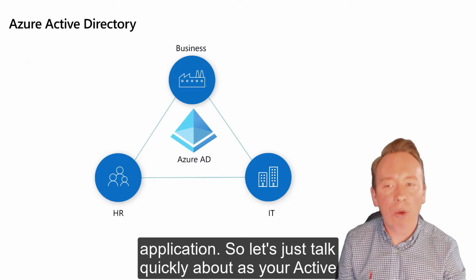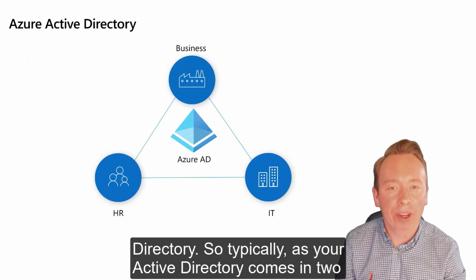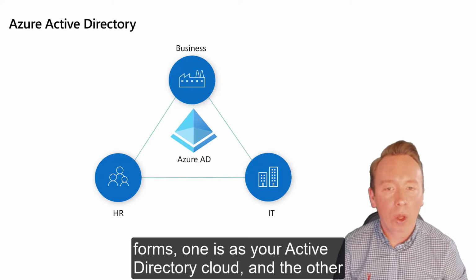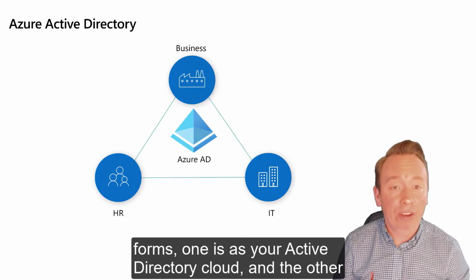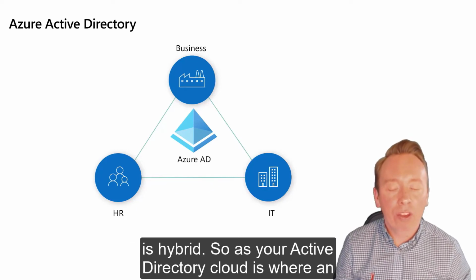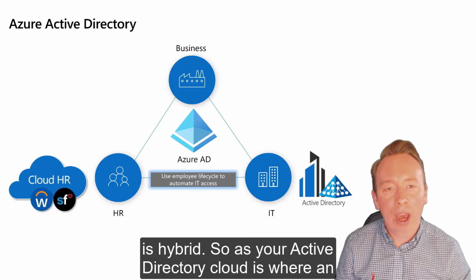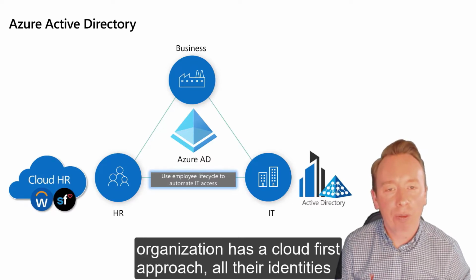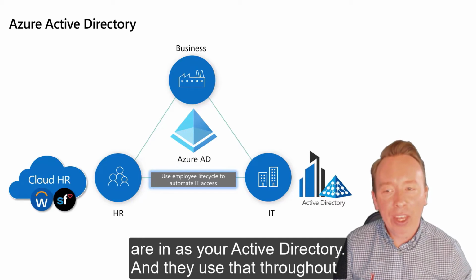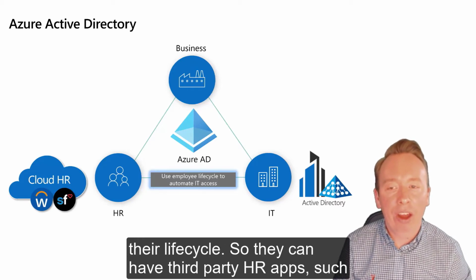So let's just talk quickly about Azure Active Directory. Typically Azure Active Directory comes in two forms. One is Azure Active Directory Cloud and the other is hybrid. Azure Active Directory Cloud is where an organization has a cloud-first approach. All their identities are in Azure Active Directory and they use that throughout their life cycle.